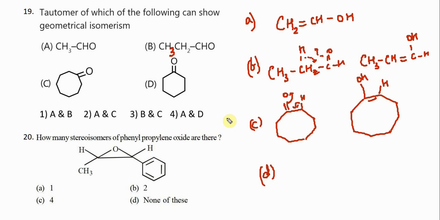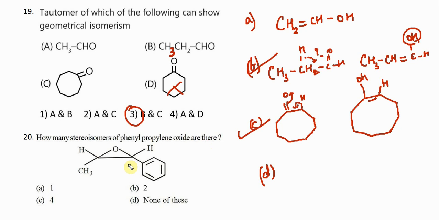The reason is a 6-membered ring cannot show cis trans. An 8-membered ring can show cis trans, and this can show cis trans, because on this carbon there is hydrogen and methyl, on this carbon hydrogen and OH. So B and C can show. So Charlie. How many stereoisomers of phenyl propylene oxide are there?